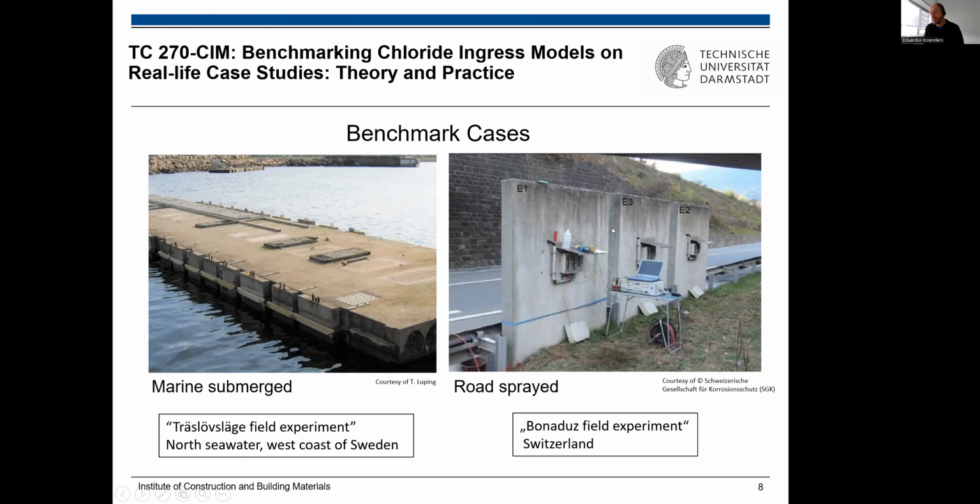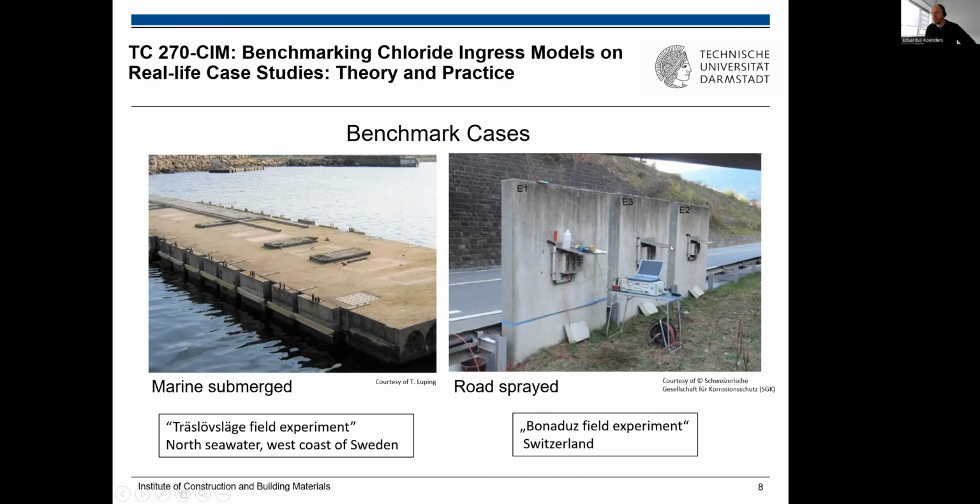Then we have the road spray case that was provided by Jan Bishop. It's in Switzerland. There's this Bonadus field experiment. You see here 3 concrete panels. They are along the road.